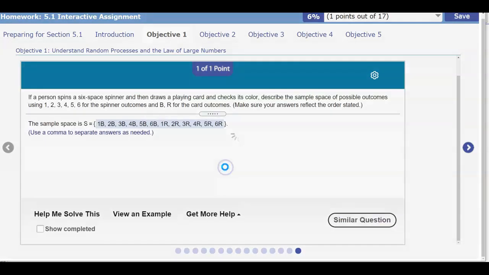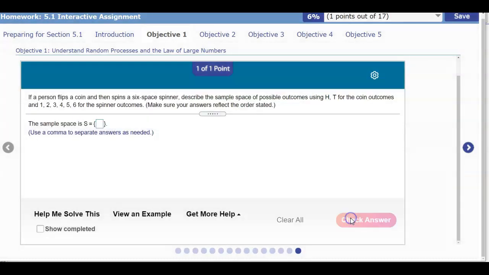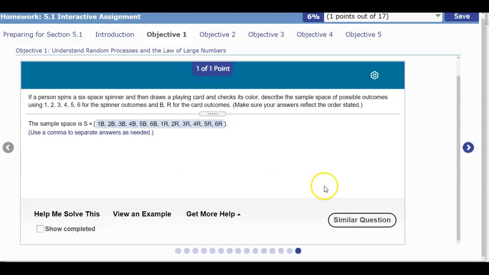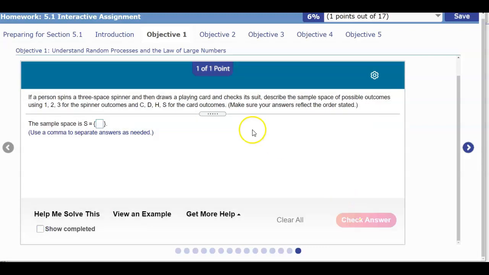Okay, let's try one more similar question to see if they give us something different than what we've already had before. Again, it says if a person spins a 3-space spinner and then draws a playing card and checks its suit, describe the sample space of outcomes using 1, 2, 3 for spinner outcomes and C, D, H, and S for the card outcomes. And again, make sure your answers reflect the order stated, meaning that we're starting with the 1, 2, and 3, and the letters are second.